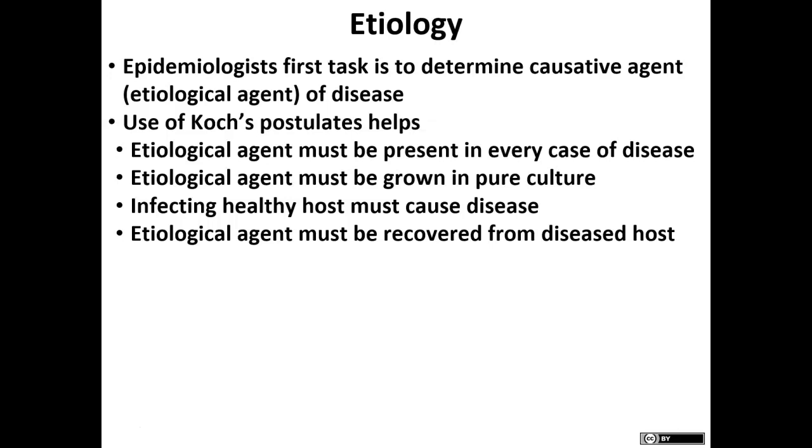So when an epidemiologist is tasked to determine how to prevent some disease, the first task is to determine what the causative agent is. And if you remember, the causative agent or the etiological agent can be determined by using Koch's postulates, which we talked about in the last chapter and in the beginning of the semester. So in Koch's postulates, it states that the agent, the etiological agent, must be present in every case of a disease. You must be able to grow that agent in a pure culture. You must be able to infect a healthy host, and that healthy host must become diseased. And you must be able to recover the etiological agent again from the newly diseased host and grow it in a pure culture again.